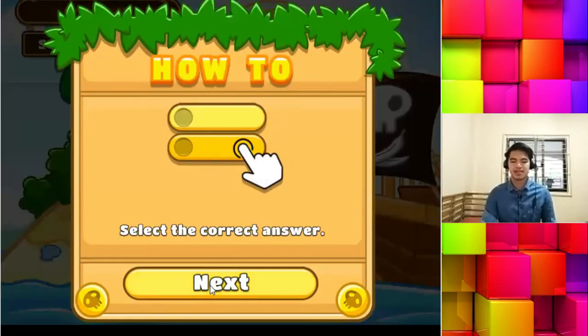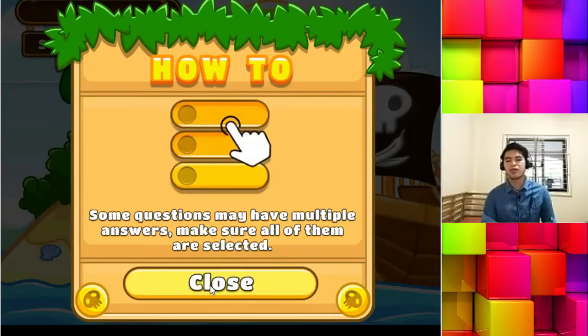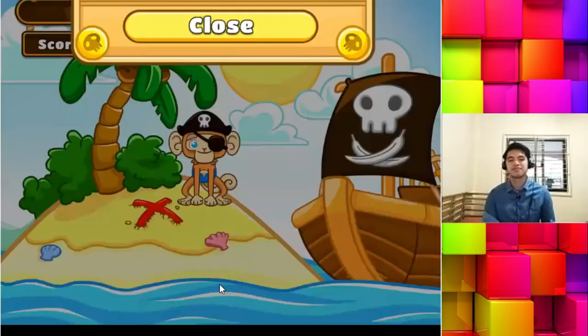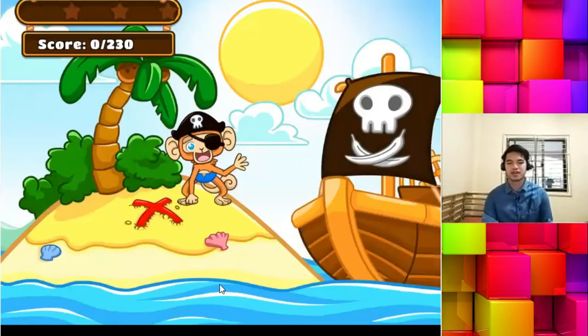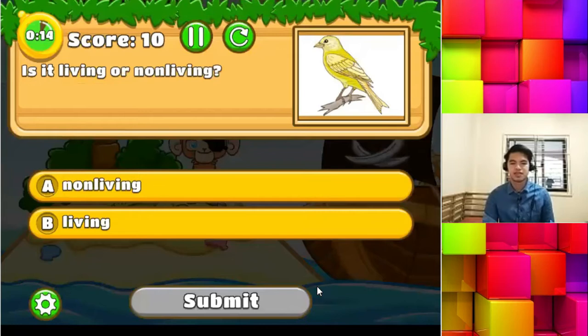Select the correct answer. Okay, so what we are going to do is to just click the correct answer, and then after that, we're going to push the button. Some questions may have multiple answers, so make sure that all of them are selected. Okay, so let's start. Choose the correct answer. Is it living or non-living?